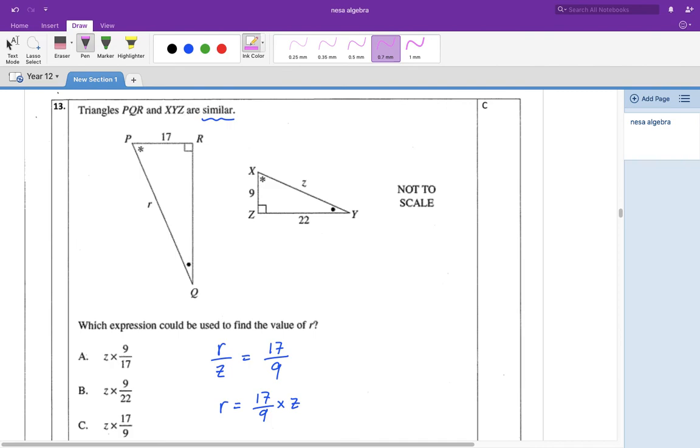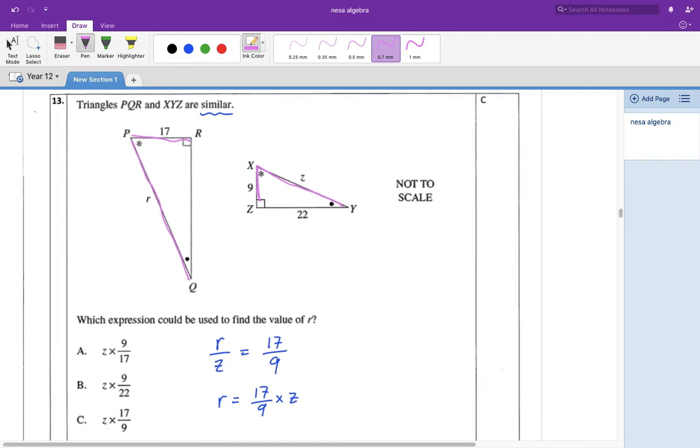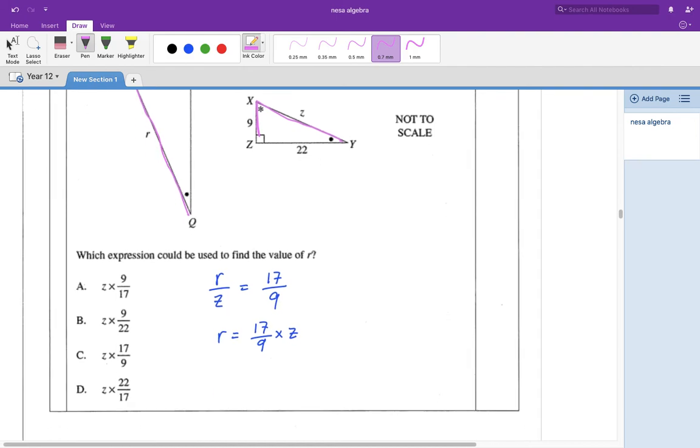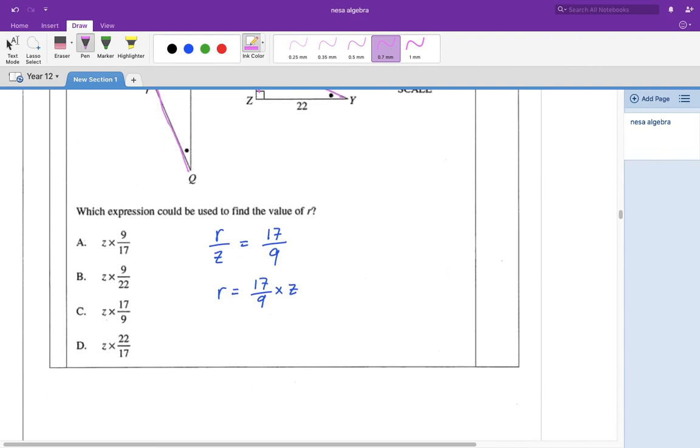Alright, question 13. This is once again similar triangles. So I'm looking for R, which is the hypotenuse. So it matches with Z in the other triangle. So you can do R over Z. That's also equal to the ratio of another pair of matching sides. The reason why I chose PR and XZ is because I have the measurement for both sides. If I choose 22, I don't know how much RQ is, so this ratio wouldn't give me any result. So I do 17 over 9 equals R over Z, which is option C.